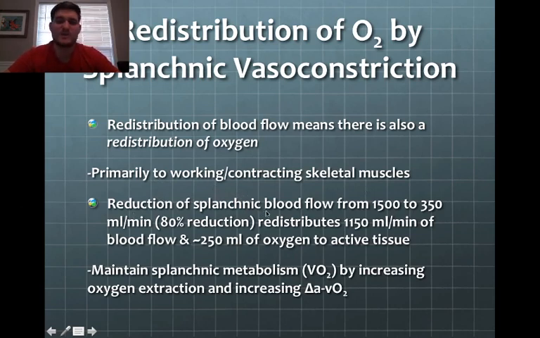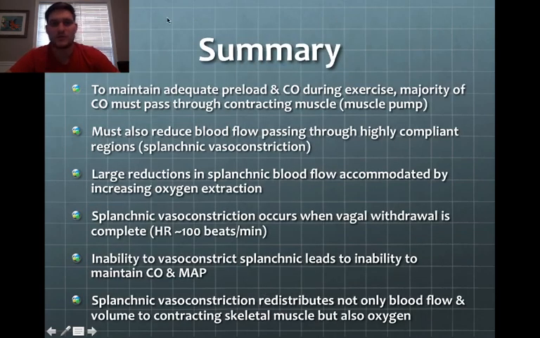And this reduction in splanchnic blood flow from 1,500 to 350 milliliters per minute redistributes roughly 1.15 liters per minute of blood flow and 250 milliliters of oxygen to active tissue. And so since we're getting rid of so much oxygen and so much blood flow to the splanchnic circulation, if we want to keep its metabolism, its VO2, the same, we need to increase that AVO2 difference. There needs to be an increase in oxygen extraction.